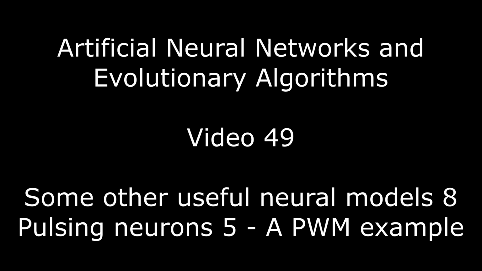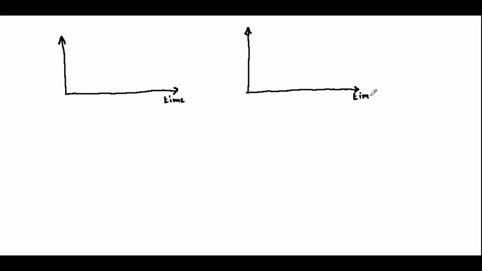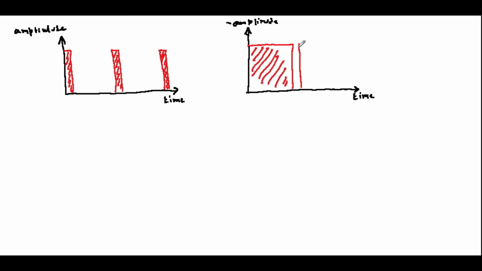To finish off our discussion of pulsing networks, let's look at a particular example, a pulse width modulated network. Pulse width modulation is particularly useful because it can be used to control actuators, particularly motors. The idea is that when the pulses are short, the motor only gets a short shove and so turns slowly. When the pulse is long, it gets its supply for a longer time and turns quickly.